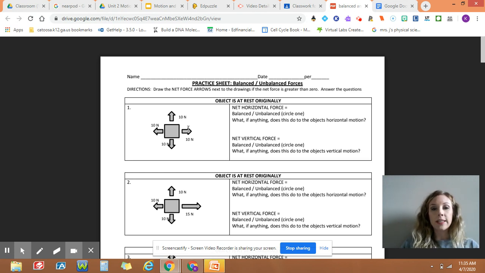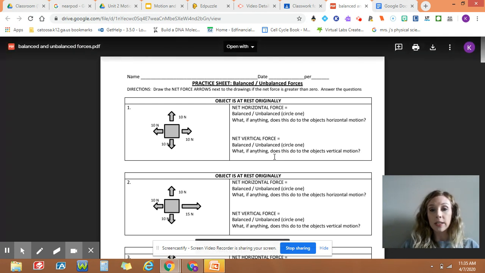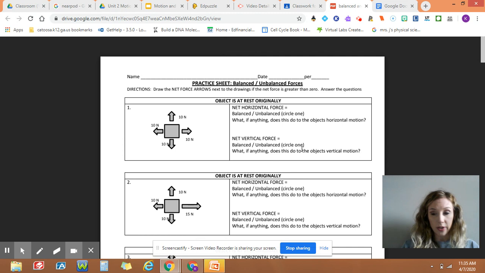Vertical is essentially the same thing. So we've got 10 going up, 10 going down. They would be balanced forces, which means that the object vertically is going to stay exactly how it was before. So it's going to stay at rest.